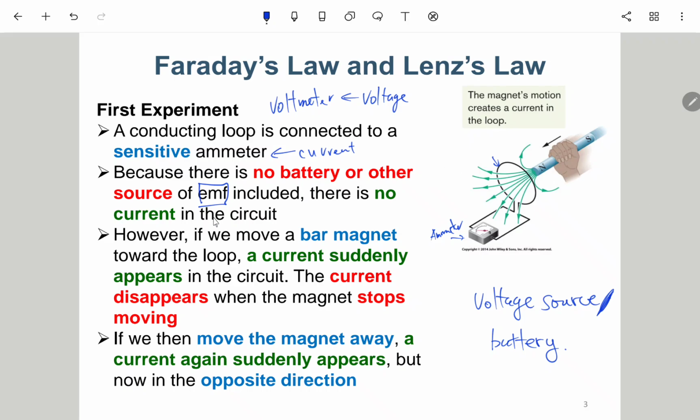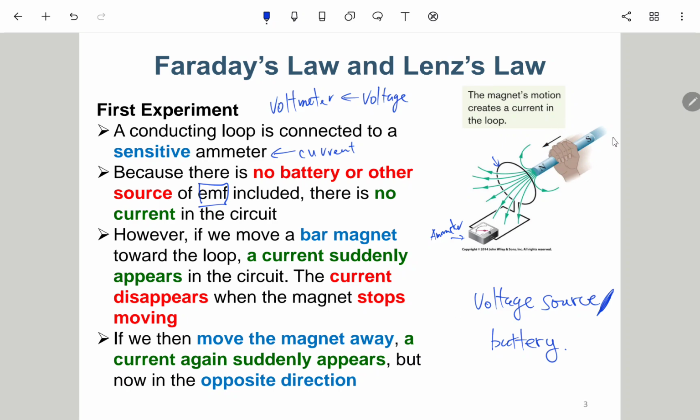So there is no current in the circuit, because there is no battery. First of all, you just ignore this part first. If you only have this coil connected to an ammeter without a battery, then this loop won't have any current. This is easy to understand. However, if we move a bar magnet towards the loop, a current suddenly appears in the circuit. The current disappears when the magnet stops moving.